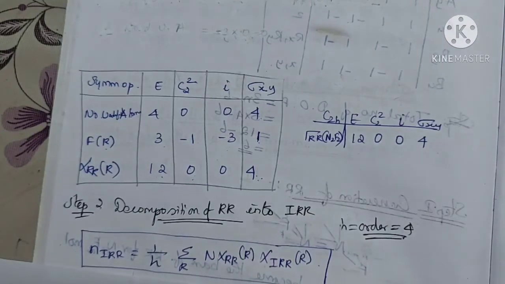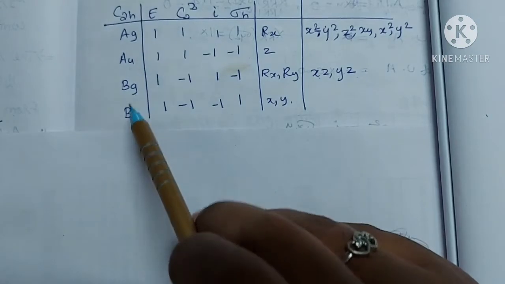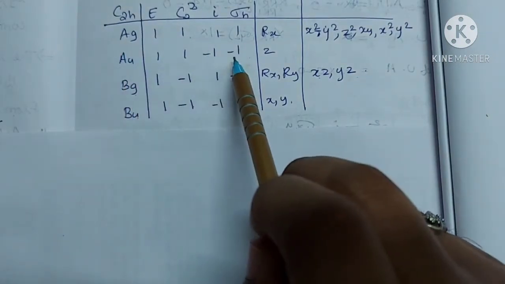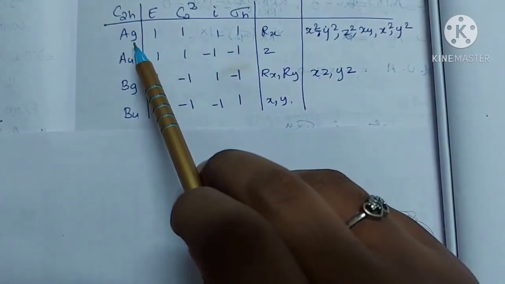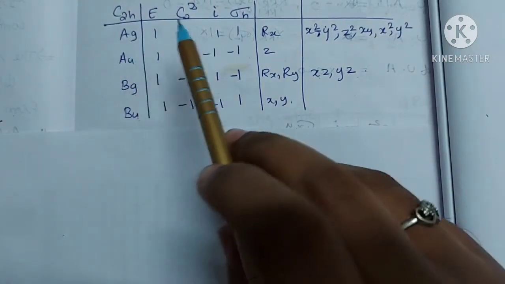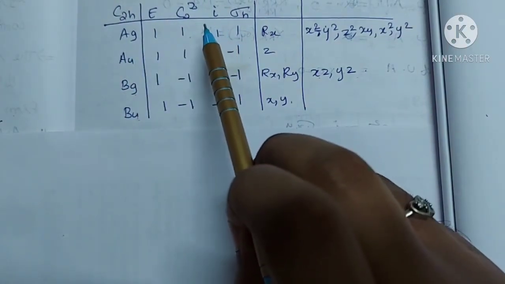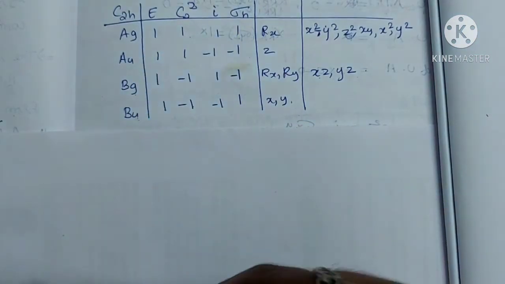The next step is the decomposition of the reducible representation into irreducible representations. We are going to calculate the number of irreducible representations using this formula. This is the character table, and Ag, Au, Bg and Bu are the irreducible representations. We have to note one thing: if there is an inversion center, then we represent them as Ag, Au, Bg and Bu, so g and u come only when there is inversion. If there is no inversion, we represent them as A1, A2, B1, B2 and so on.